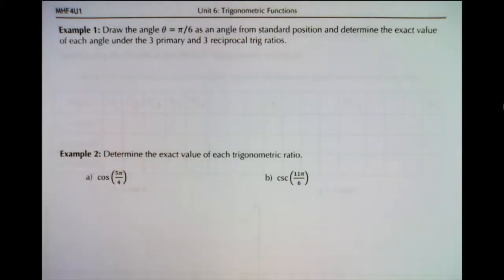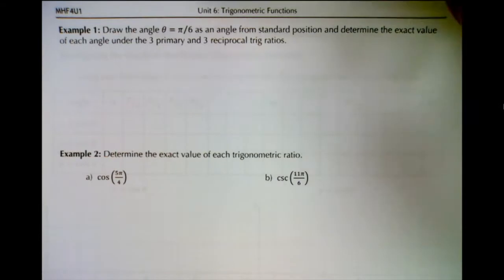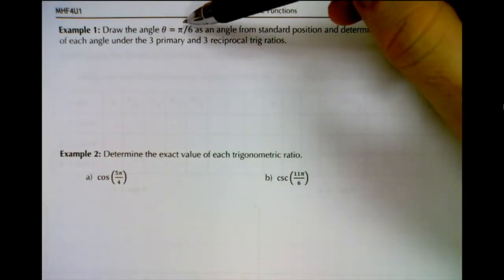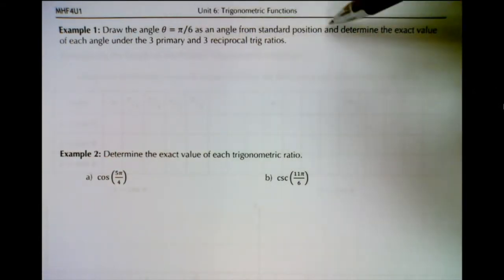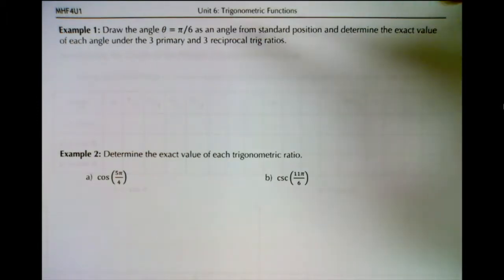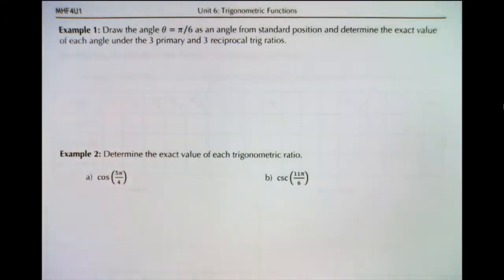Okay, this is part 3, and in part 3 we're going to use our special triangles to find some exact values, and then we're going to solve a simple trig equation. To start, it says draw an angle theta, which is pi over 6, as an angle from standard position, and determine the exact values of each angle under the 3 primary and 3 reciprocal trig ratios.